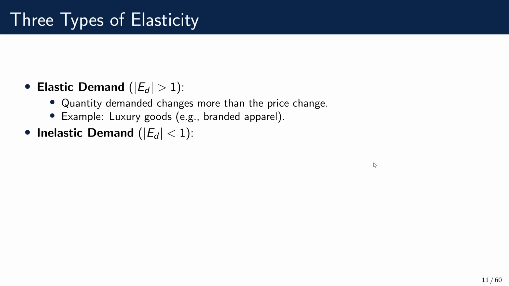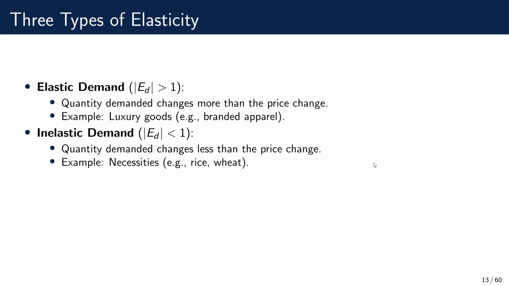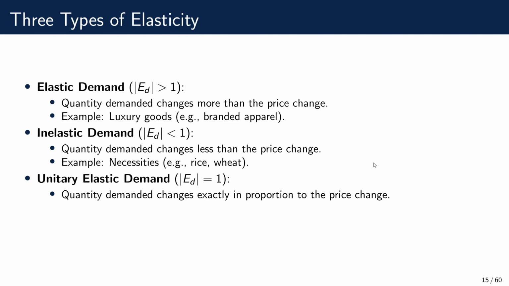Then comes inelastic demand, where mod of E is less than 1, which means that quantity demanded changes less than the price changes. Example, necessities. And the third is when mod of E equals 1, which is known as unitary elastic demand, where quantity demanded changes exactly in proportion to the price changes. Example, some consumer electronics.